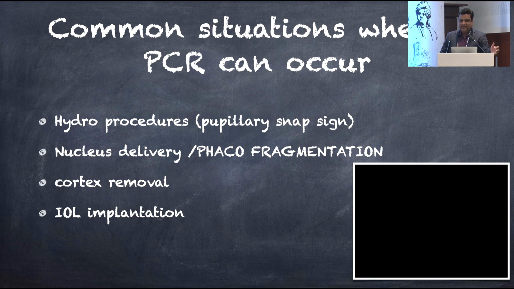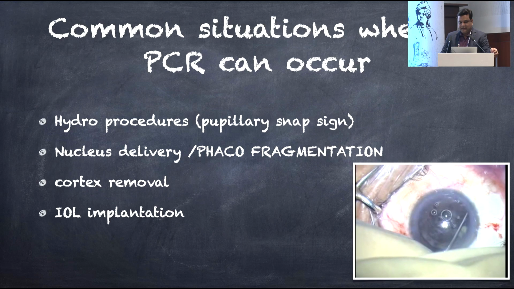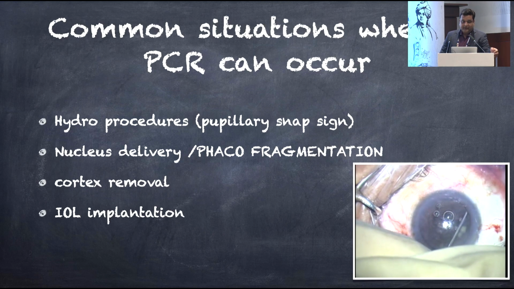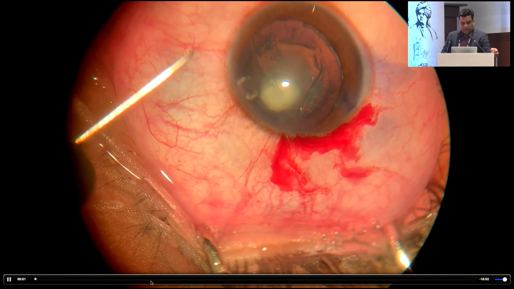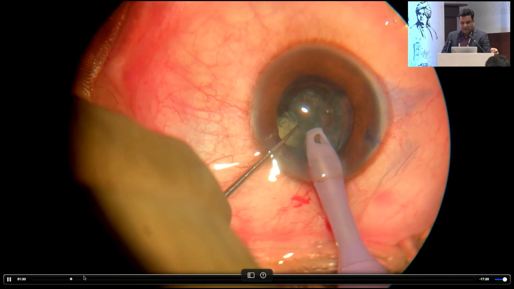PCR can occur at any stage of surgery, especially in cases of hydroprocedure. You have to identify it very early, with signs like pupillary snap, or it can happen during nucleus delivery or phacofragmentation. This is a video of a PCR which you can see after the hydroprocedure.